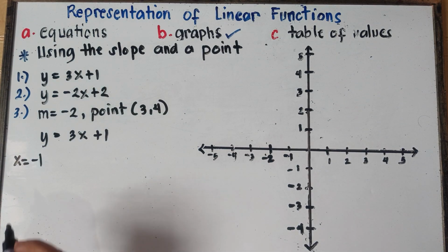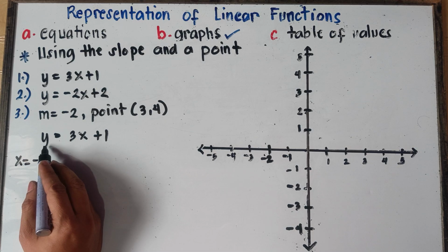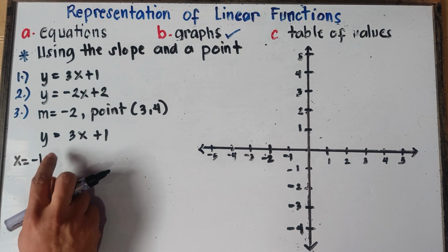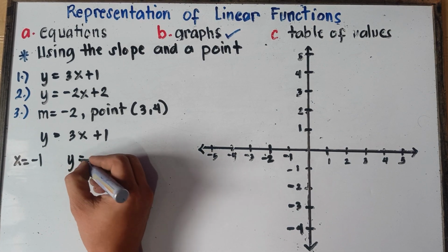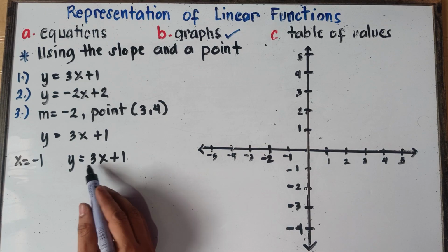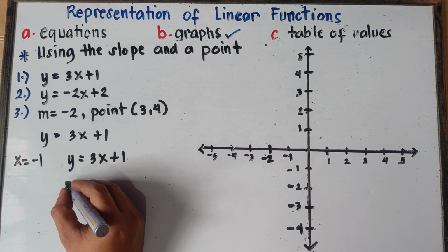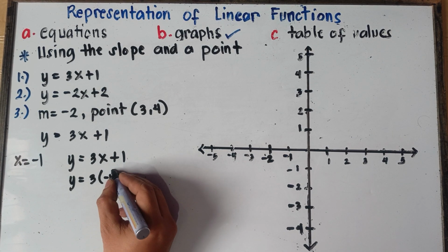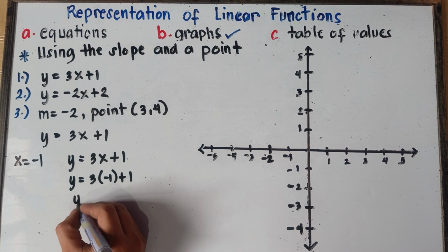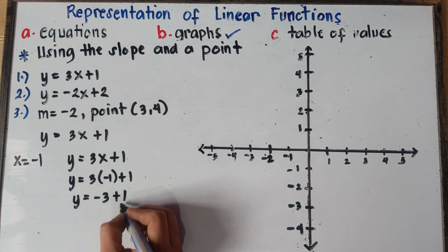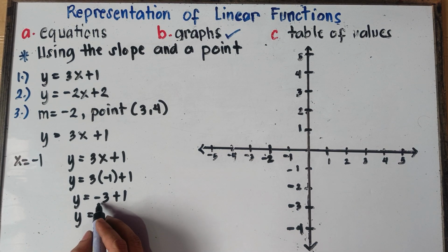Alright, so if x is equal to negative 1, let's find the value of y. Simply substitute the value of x in this given equation. So y equals 3x plus 1. Once again, guys, if you have 3x, it means 3 times x. So 3 times the value of x, that would be negative 1. So y equals 3 times negative 1 plus 1. So y equals negative 3 plus 1.